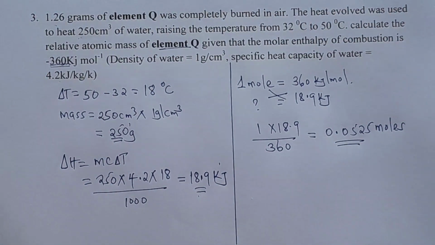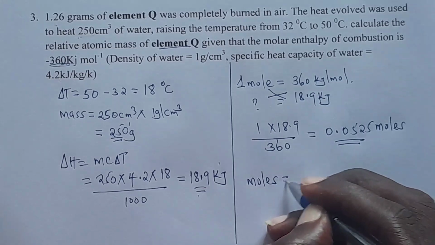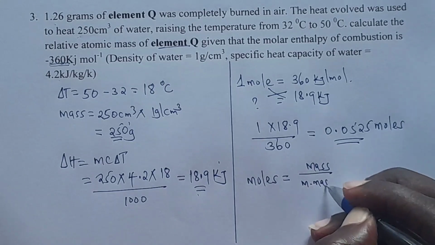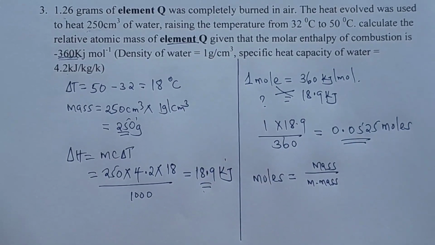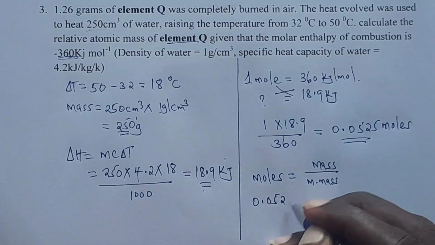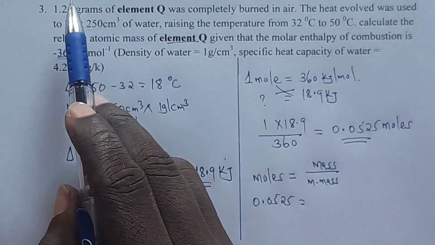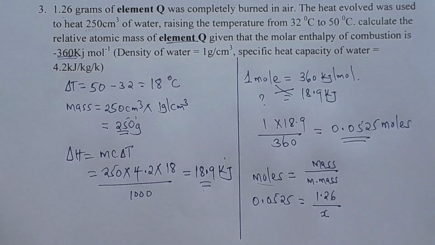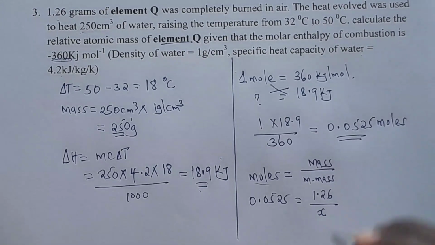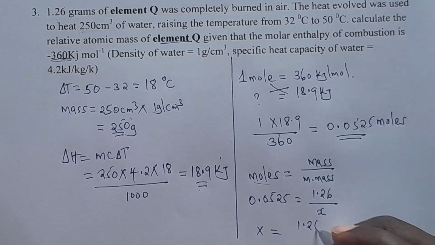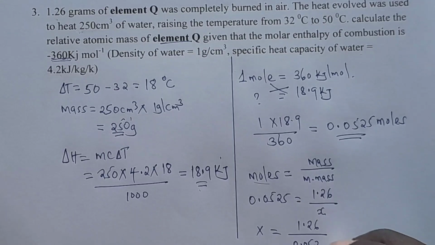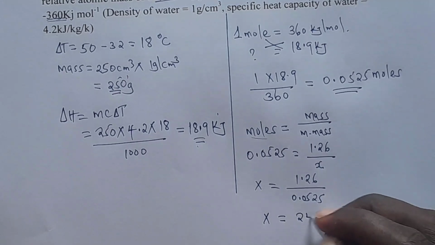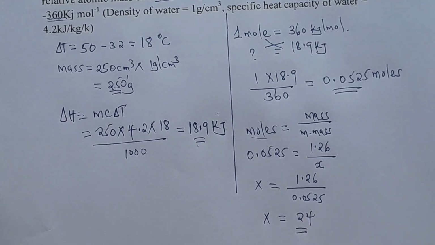If I have this number of moles, I can get the molar mass, because moles is given by mass over molar mass, that's the relative atomic mass. So the moles is 0.0525, which equals the mass of element Q, 1.26, divided by X, which I don't have, the relative atomic mass of Q. So X will be equal to 1.26 divided by 0.0525. X will give me 24. So that is the relative atomic mass of element Q.